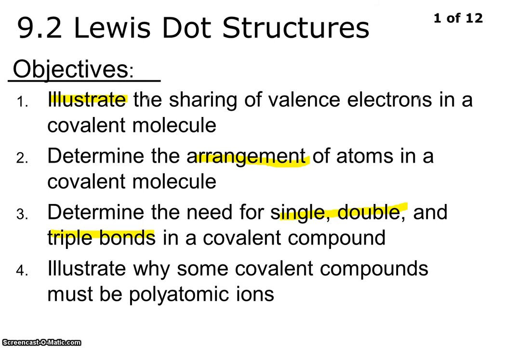And you can figure out what the charge must be and illustrate why some covalent compounds must be polyatomic ions with extra electrons, or with electrons removed, compared to what you might expect.